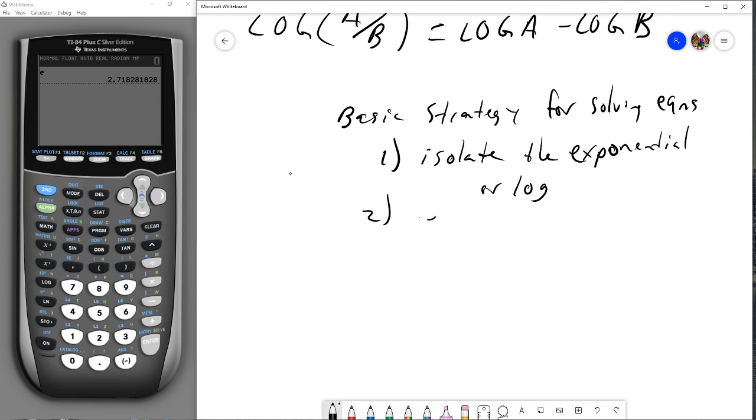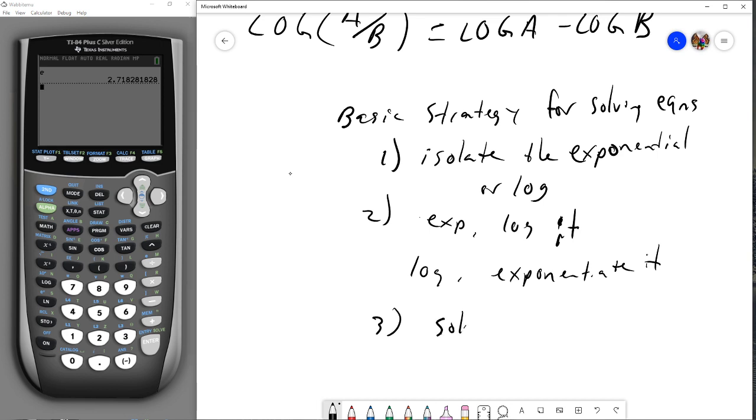So if you have an exponential, you would log it. And if you had a log, you would exponentiate. And then once you've done that, you would just perform your algebra and solve for x. And you would have to use your properties.